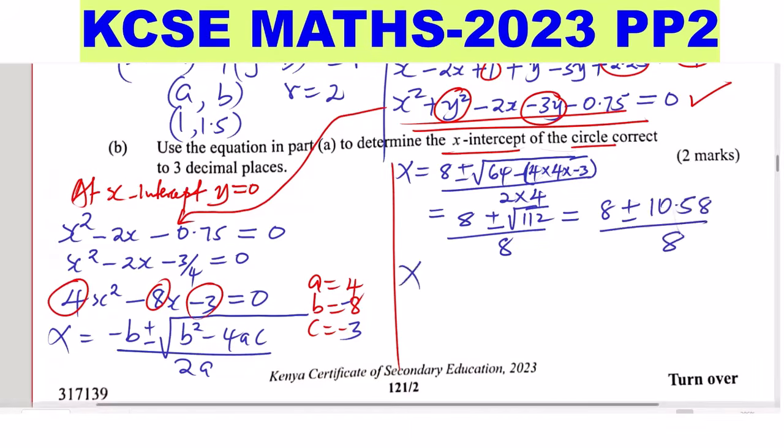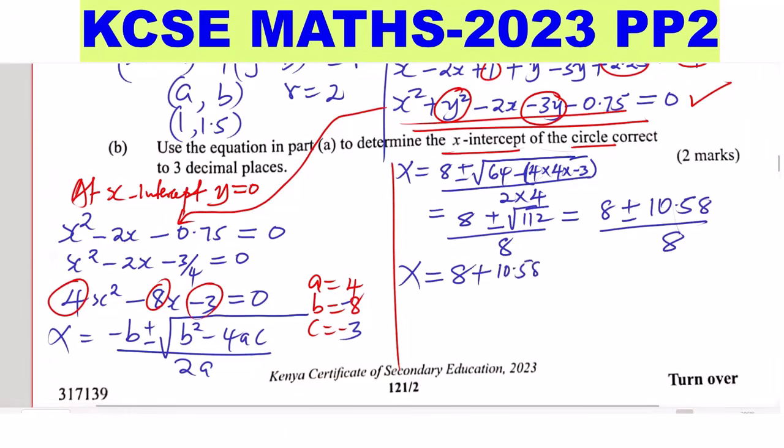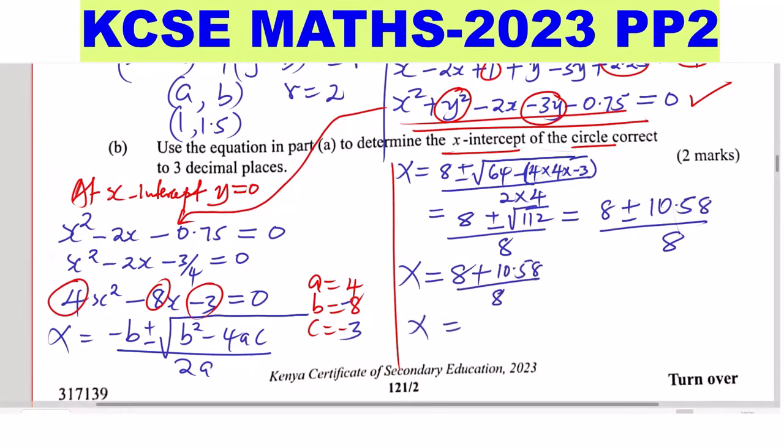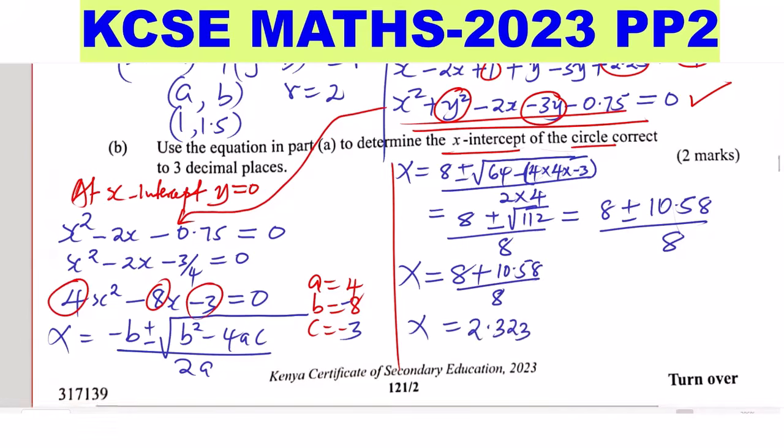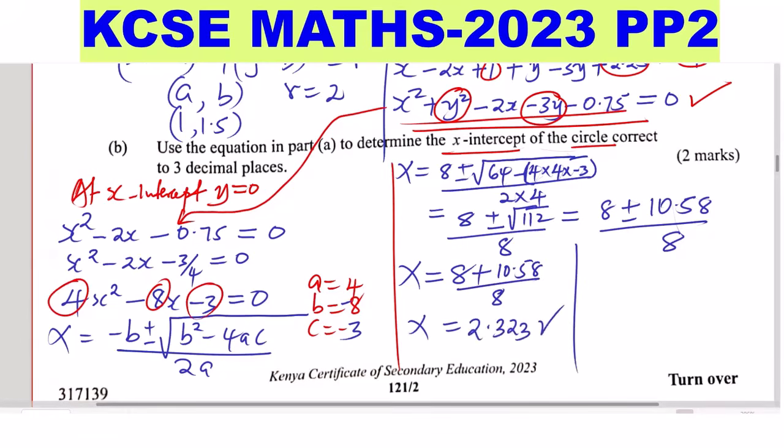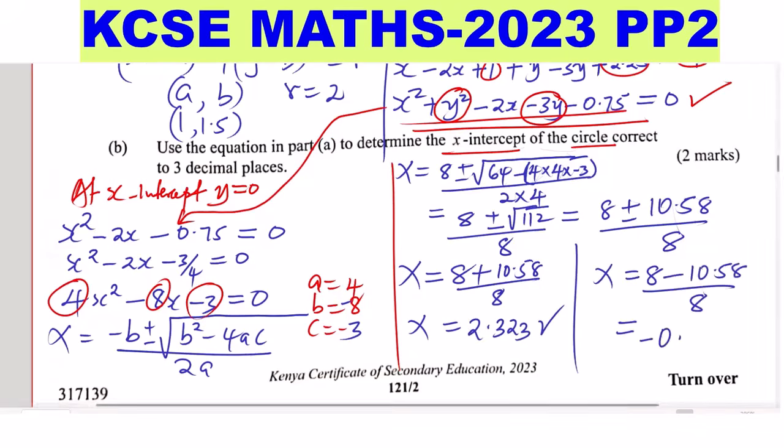So you have two values of x. The first value is when you consider the positive, 8 plus 10.58 divided by 8, and this one will give 2.323. That is the first value. And the second one, x is equal to, consider the negative, and this one will give negative 0.3225. So those are the values of the x-intercept.